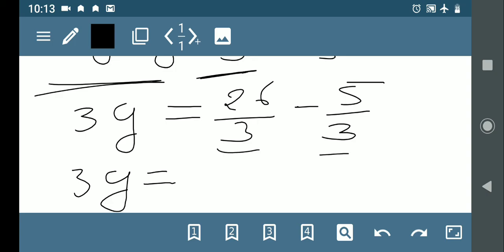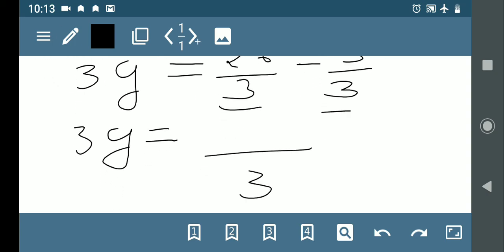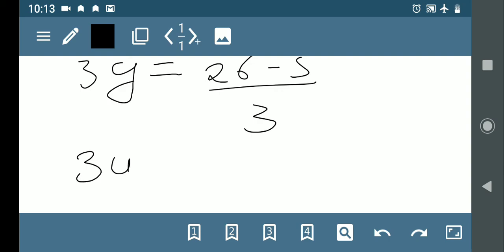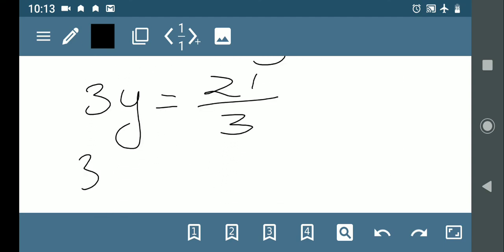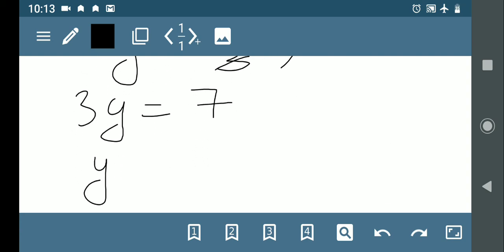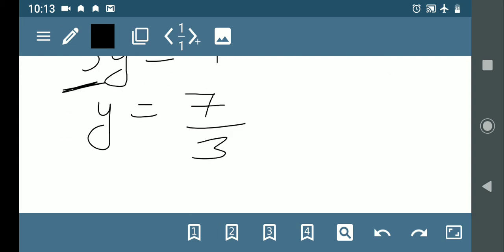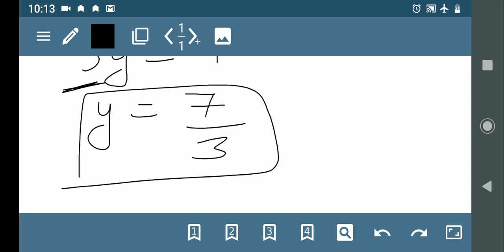Both have the same denominator. So the LCM is 3 itself. So 26 minus 5 gives 3y is equal to 21 by 3. So 3y is equal to 7, since 21 divided by 3: 3 ones are 3, 3 sevens are 21. Send this 3, which is in multiplication with y, it becomes division. So y is equal to 7 by 3.